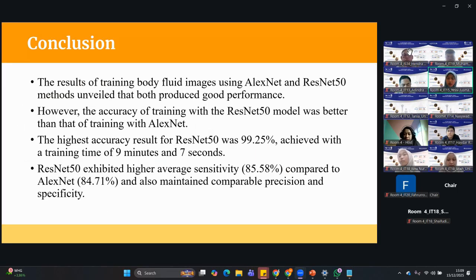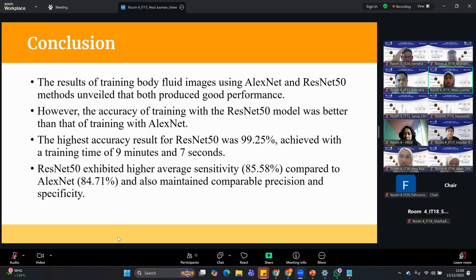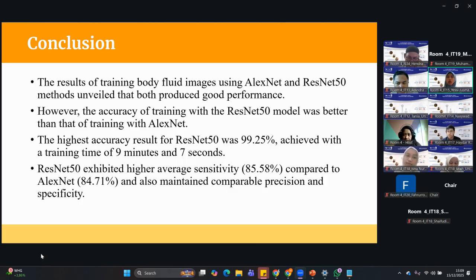In conclusion, both models AlexNet and ResNet-50 show strong performance. However, the ResNet-50 achieved the highest accuracy, reaching up to 99.25% in training, showing better sensitivity in testing and also maintaining comparable precision and specificity. These findings indicate that deep learning has a strong potential to support histology diagnosis and improve early cancer detection accuracy. I think that's all from me. Thank you for the time.